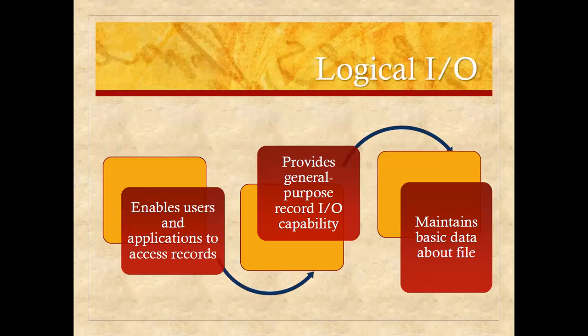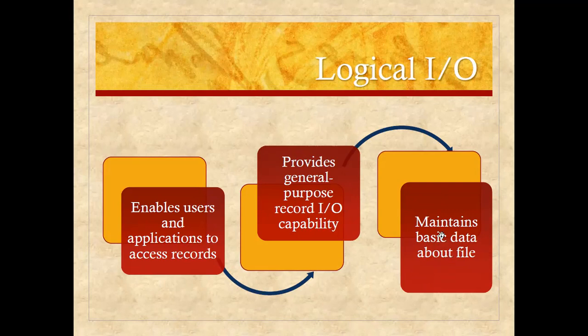Then just above the supervising IO, there is logical IO. Logical IO means, actually, it's not an IO operation. Okay, it is just the logical IO. What is the difference between logical IO and the actual IO? It enables users and applications to access records. It is just enabling. It provides general purpose record IO capability, maintains basic data about files.